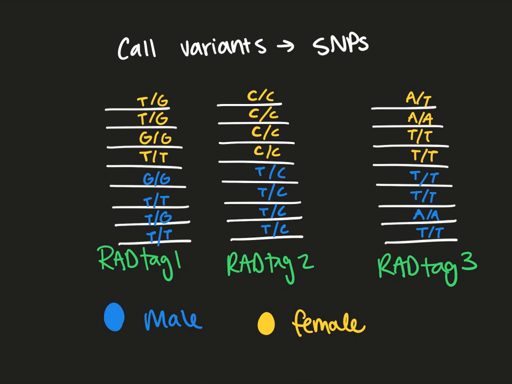Now, to answer our biological question of can we find a genetic locus that segregates with sex, that is, that seems to be associated with sex, we just have to see: is there a genotype that associates with sex? Here, I don't see a particular association with RAD tag 1. It seems like either males or females can be homozygous T, homozygous G, or heterozygous. Similarly, RAD tag 3 seems to show no association, but RAD tag 2, we see that every single male individual is heterozygous TC and every single female is homozygous C.